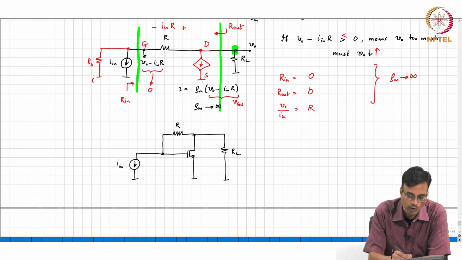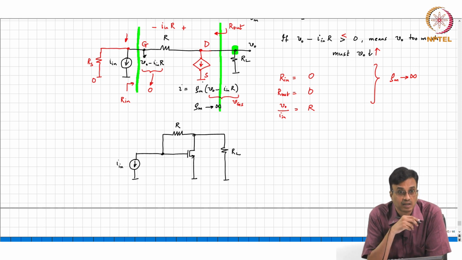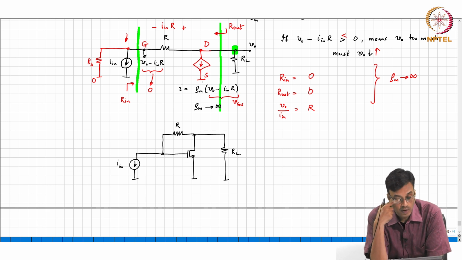This potential is 0. What comment can you make about that potential? Is it 0? Okay. And therefore, what is the current flowing through Rs? 0. So, Rs does not affect the operation of the circuit at all. So, all the In flows into capital R, and the output voltage will remain In times R.